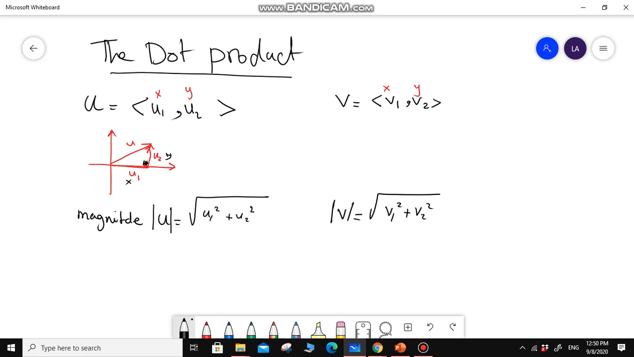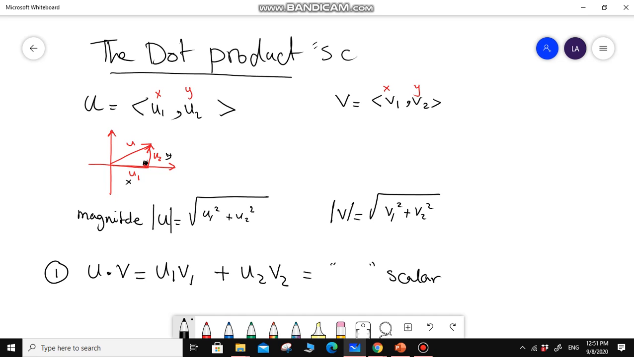Now, the definition of the dot product is as follows. u dot v equals u1 v1, so we are multiplying the x components together, then add to this u2 times v2. You will get a number, a scalar number. Sometimes in other books they call the dot product the scalar product or the scalar multiplication, because the result of it is just a scalar value, not another vector. The result of a dot product is just a number.